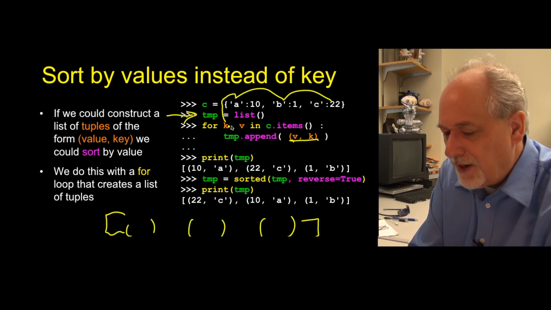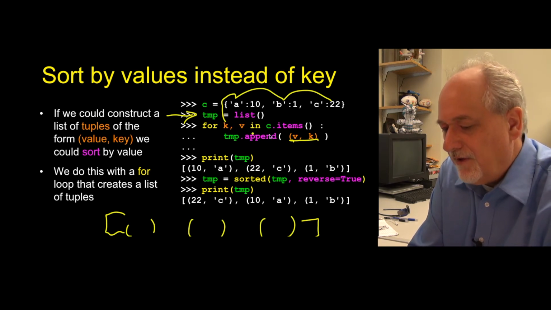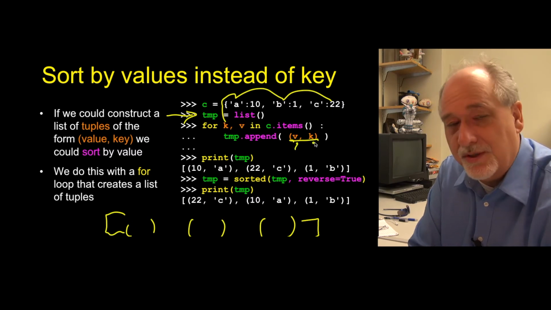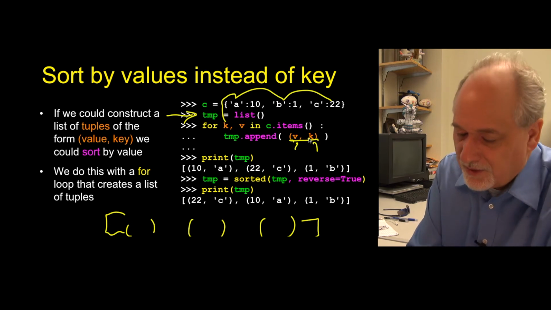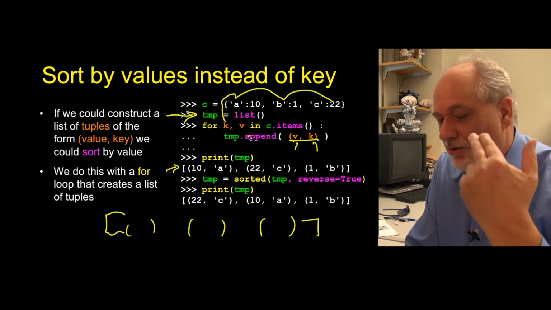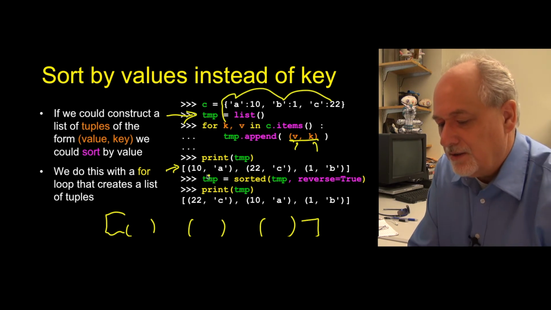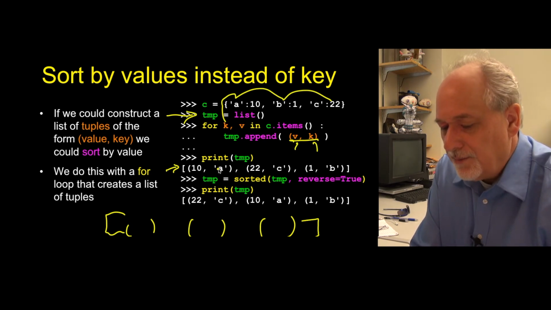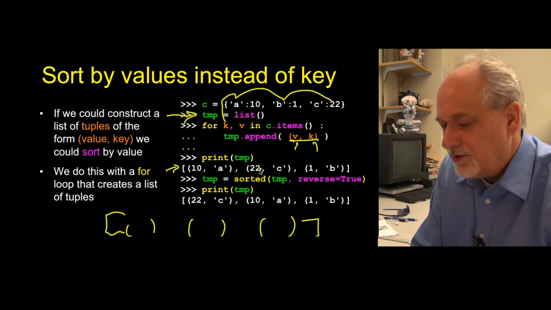Except we're not going to append them in key value order. We're going to flip them and append: the first part of the tuple is going to be the value and the second part is going to be the key. So we end up with this. This is sort of our temporary data structure that we have constructed to make our job really easy. So this ends up being 10A, 22C, 1B.